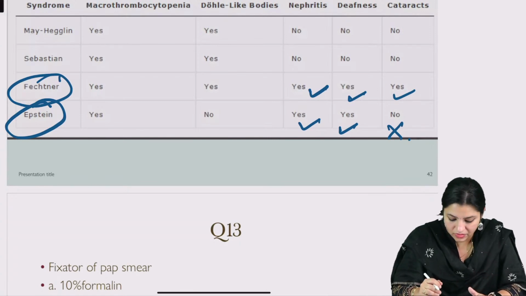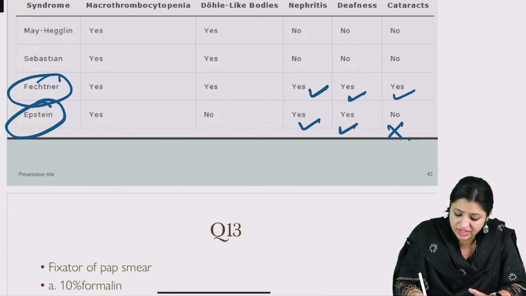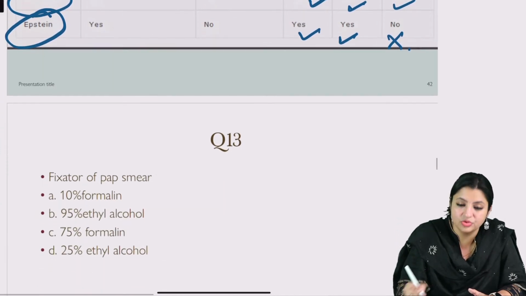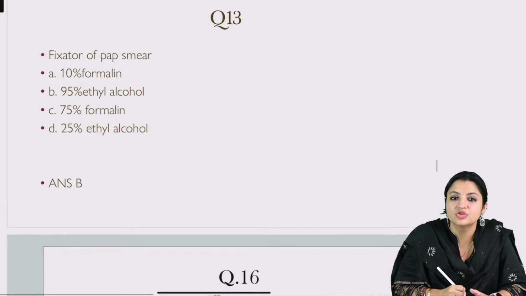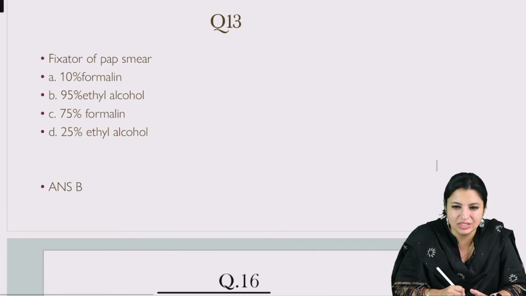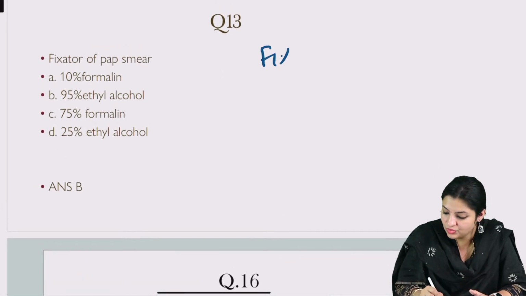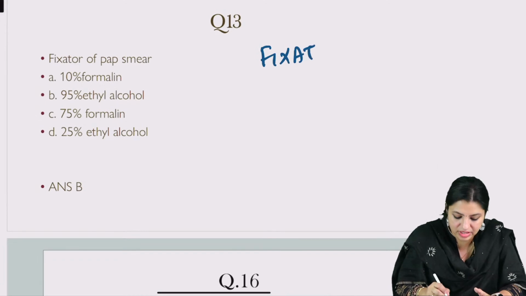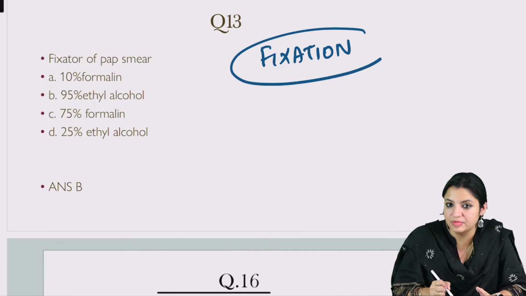Okay, right. Coming to the next question, number 13, fixations. Okay, very important topic for your exam point. So you should know what the fixations are. So what is a fixator of pap smear? That's a googly question. Everybody should know this. What is the answer to this? Fixation of pap smear is usually done by 95% ethanol. That's the fixator of pap smear, which everybody knows.